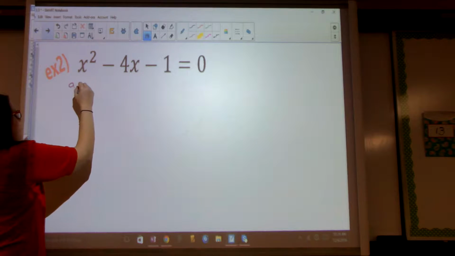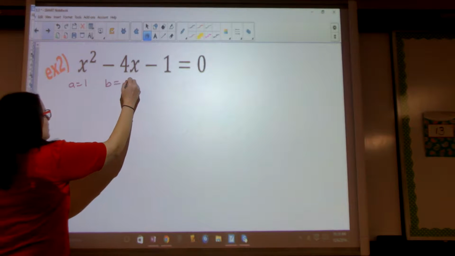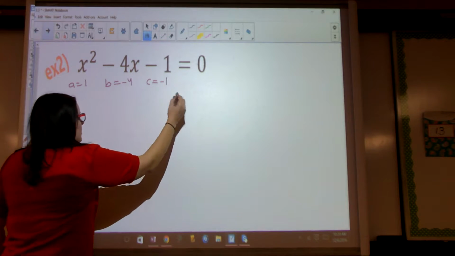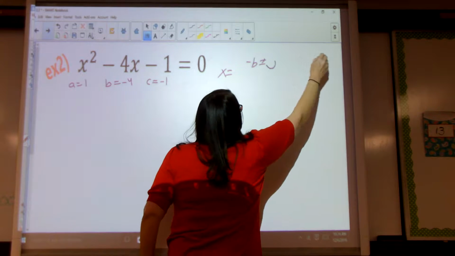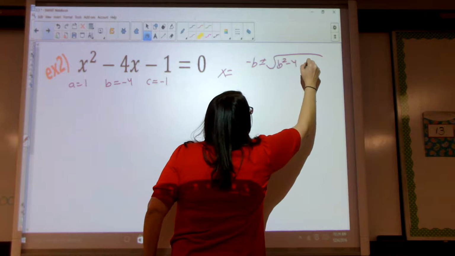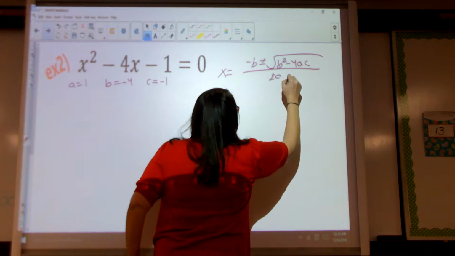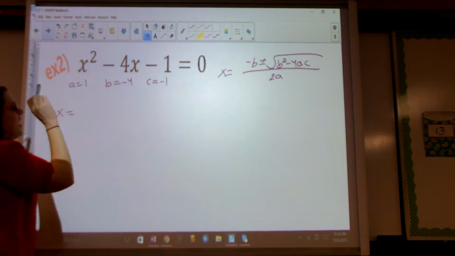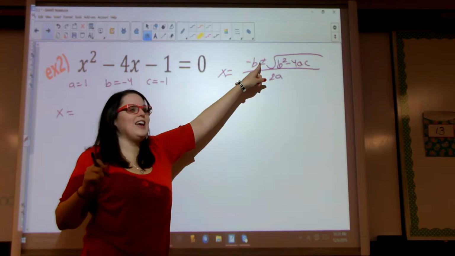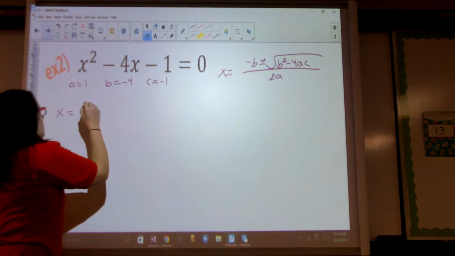First of all, A is 1, B is -4, C is -1. I'm a good little mathematician. -b plus or minus square root of b squared minus 4ac, all divided by 2a. Okay, so I have a -4, which is positive.